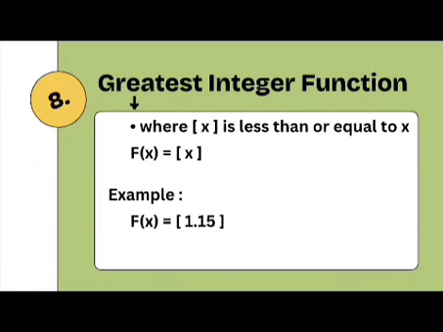Let's go on to our eighth type of function, the greatest integer function. Let's see the represented equation, where the greatest integer of x is less than or equal to x, where f(x) is equal to the greatest integer of x. For example, f(x) is equal to the greatest integer of 1.15.